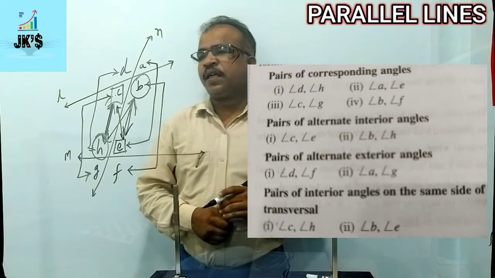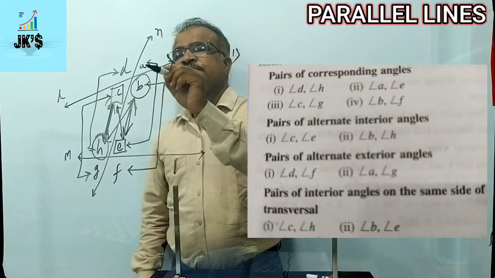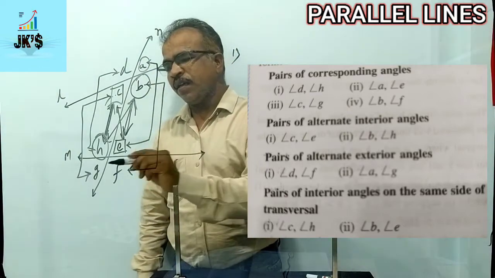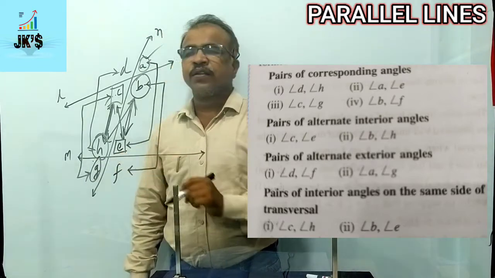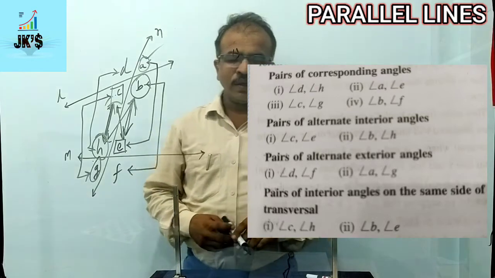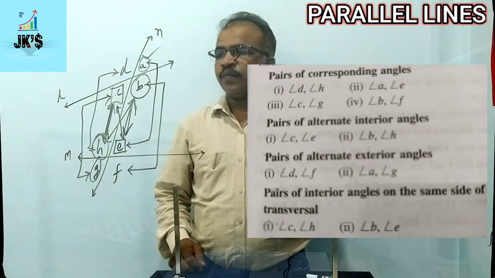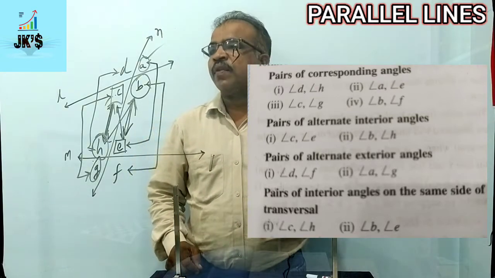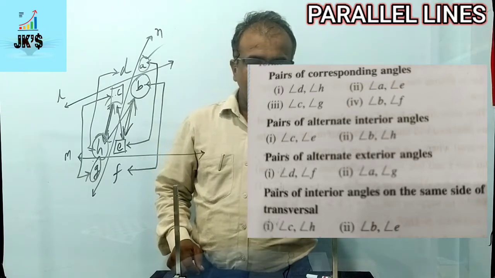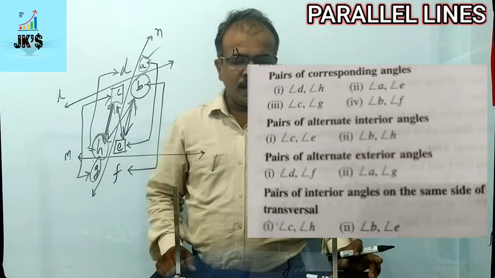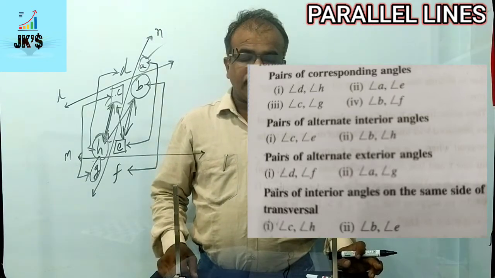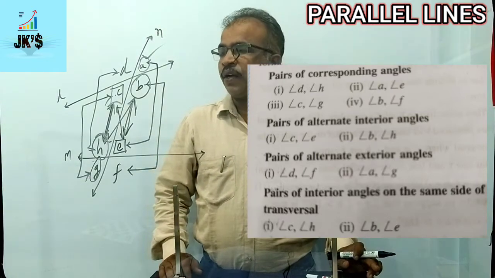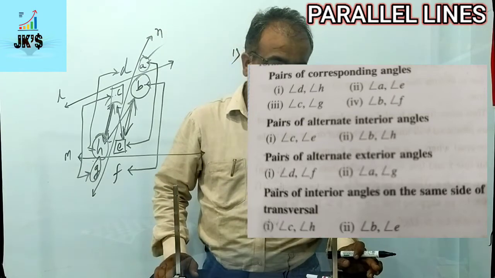And the last one is angle A and angle G. See this figure: angle A and angle G, and angle D and angle F are the pairs of alternate exterior angles.